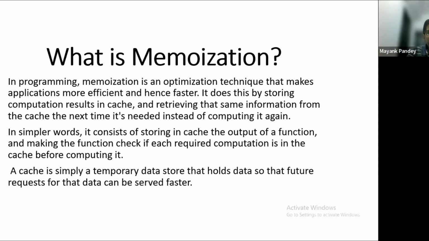The definition of memoization in programming: memoization is an optimization technique that makes applications more efficient and hence faster. It does this by storing computation results in a cache and retrieving that same information from the cache the next time it's needed, instead of computing it again. Basically, the whole concept is to store the data inside some local cache, and if the next time we require the same data, then instead of making an API call or getting the data from the actual source, we can get it locally and serve it. This is called memoization or caching.